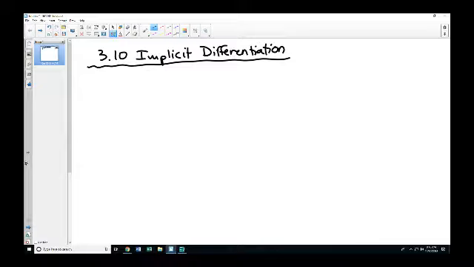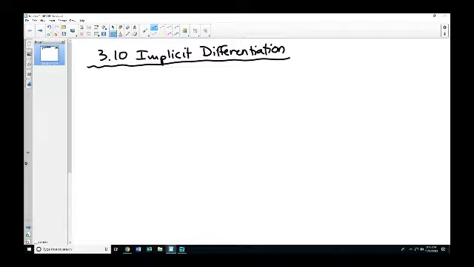Differentiation. So basically what we've studied so far are derivatives of functions. Every x has one y value, right? Implicit differentiation is derivatives of curves that are not functions.